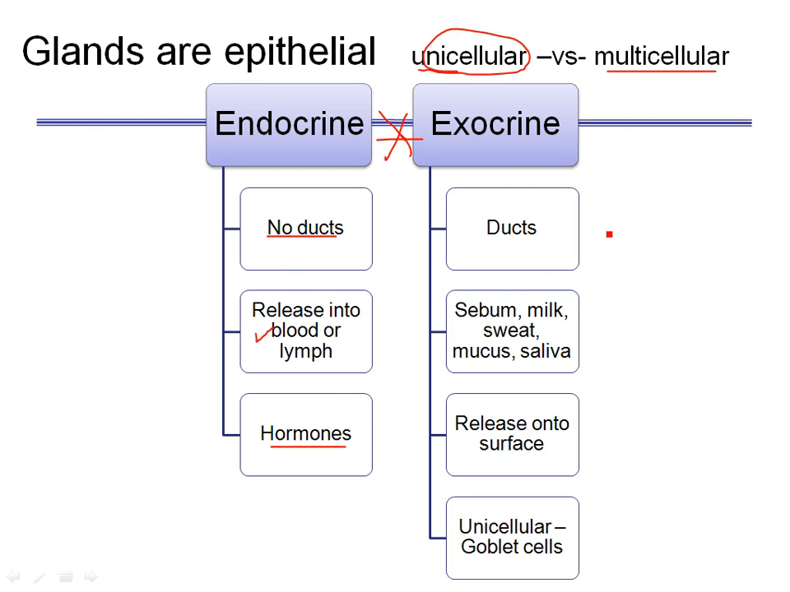Exocrine glands, completely different story. Exocrine glands have ducts, and those ducts connect the secretory part of the gland to the surface of the body. So they actually release onto the surface. But remember, a surface can be your skin. It can also be the inside of an organ. There are unicellular or multicellular exocrines, and the unicellulars are the goblets. And what's included in here as secretory products are sebum, which is oil, milk, sweat, mucus, and saliva.